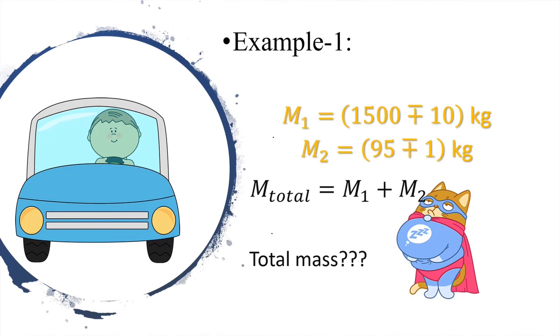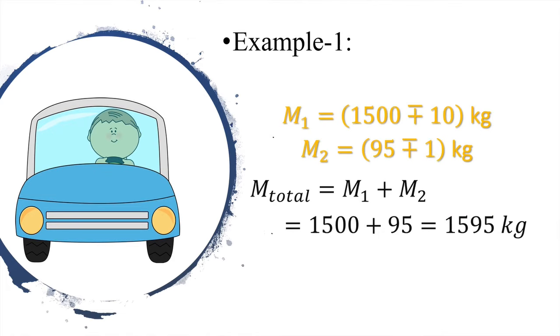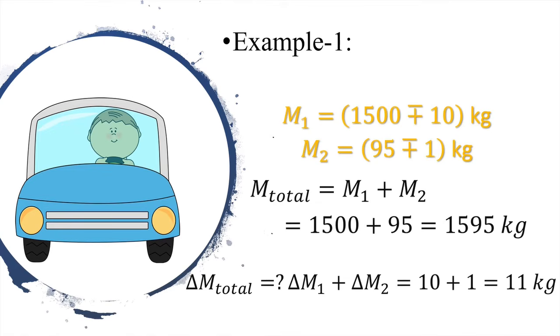First of all, the total mass is very simple to calculate because it's the sum of the two masses. So it's 1500 plus 95, and this is 1595 kilograms. Very simple. Now, to calculate the uncertainty in the total mass, notice that this is an addition. And in case of addition, we have to use the first one, right? So the uncertainty in the total mass is equal to the uncertainty in the first mass plus the uncertainty in the second mass. So this is how you should write your equation.